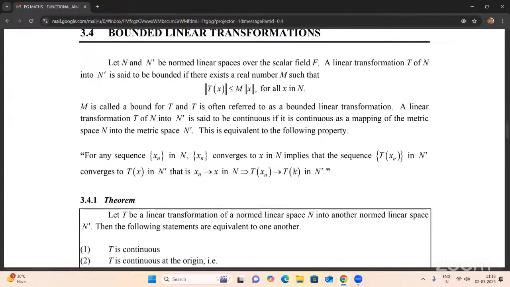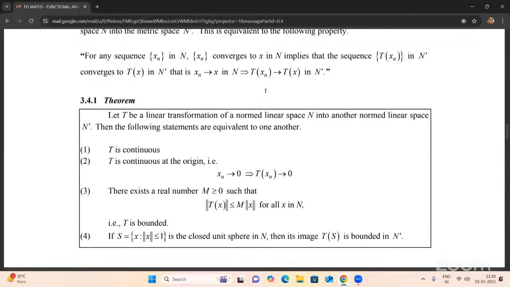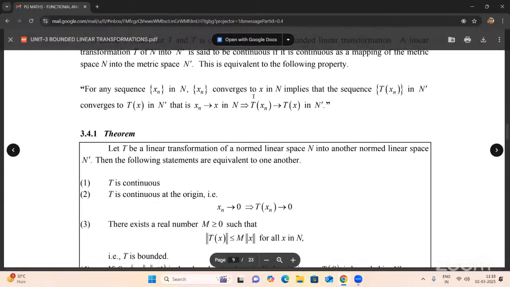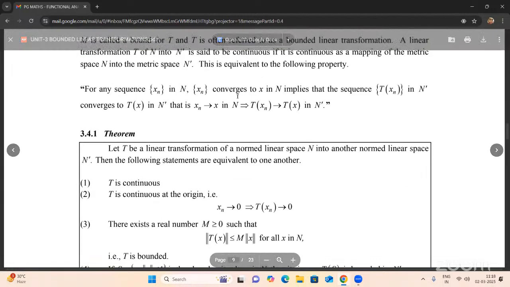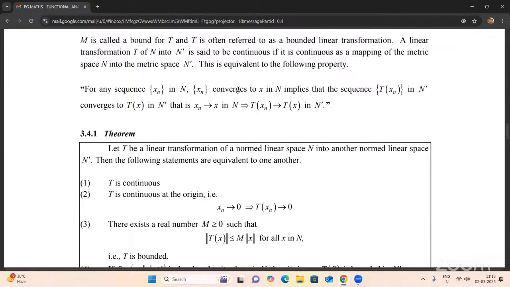That is the continuity condition from the metric space N into another metric space N dash. That is the simple concept; there is no doubt. Students, listen carefully. If you have any doubt, please contact us, and I will personally give some other examples through WhatsApp. This is at the UG level, a lower session of practice.